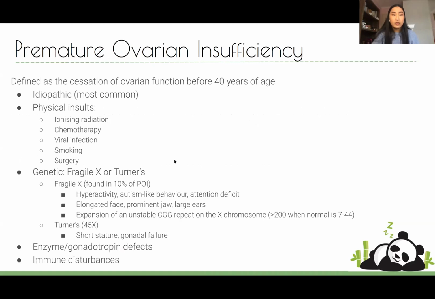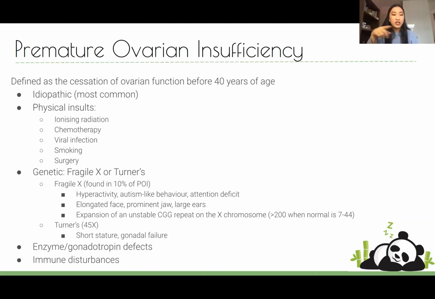So early menopause is also called premature ovarian insufficiency, and that's defined as the cessation of ovarian function before 40 years of age. It's most commonly idiopathic, which means we don't really know why it happens, which means you don't have to worry about why it happens. But there are some secondary causes that you have to be able to think of.